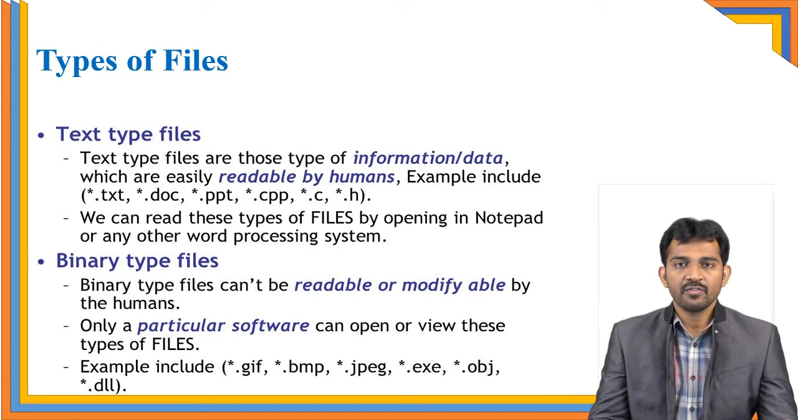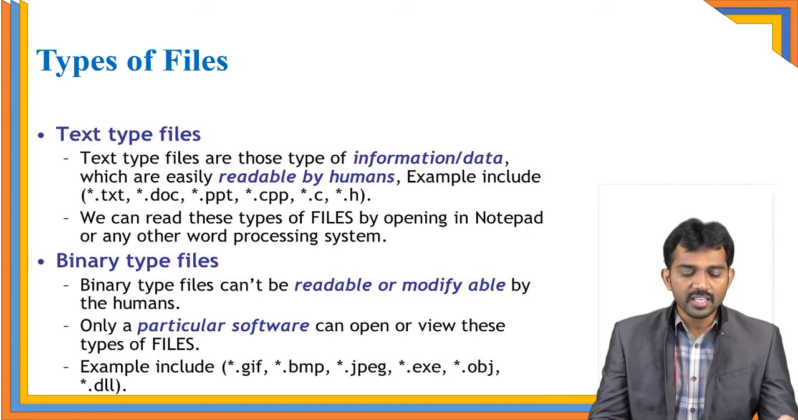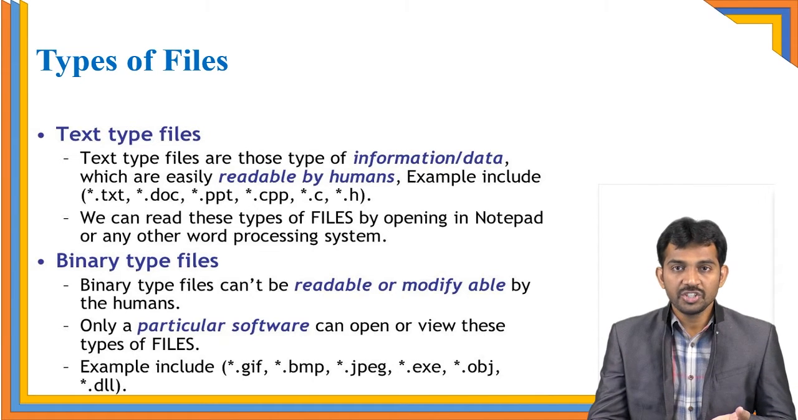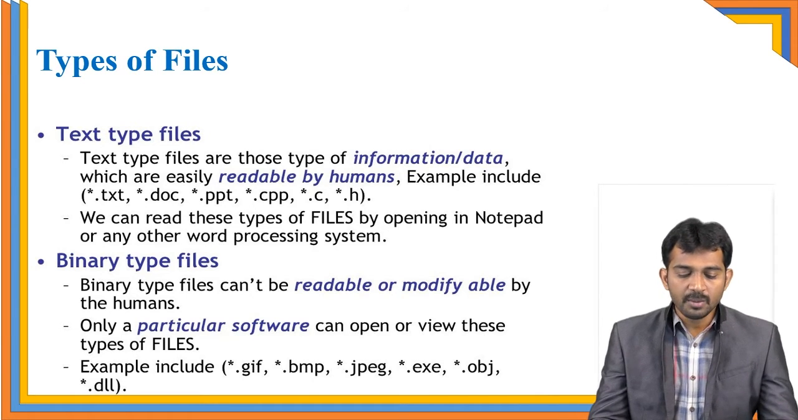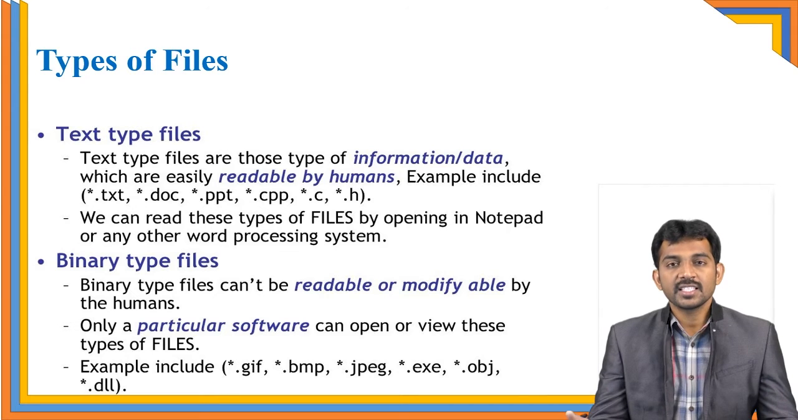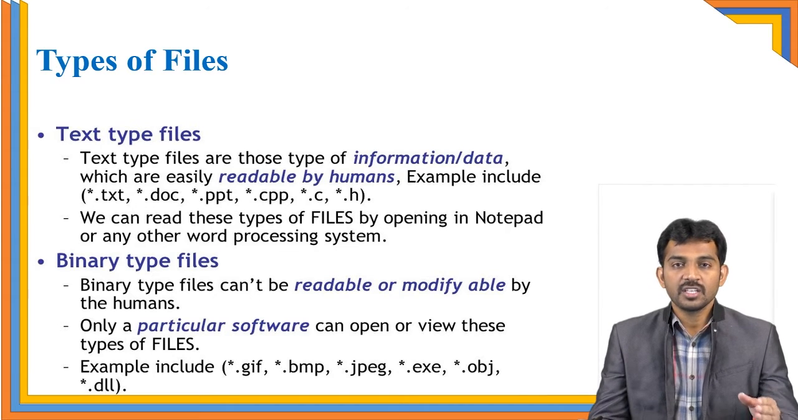Coming to binary type files, they cannot be read or modified by humans. For example, a video or an image. Bitmap, JPG, and .exe files all come under binary files. Is this clear? There are two types of files available: all text documents come under text files, and the rest come under binary type files.